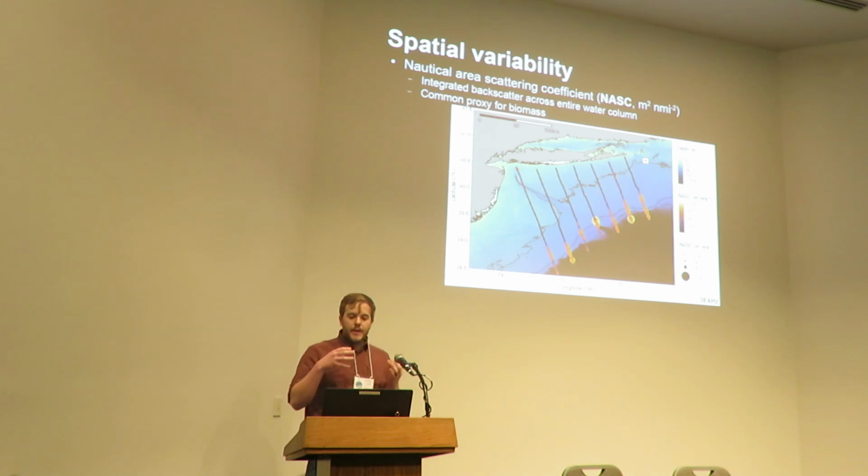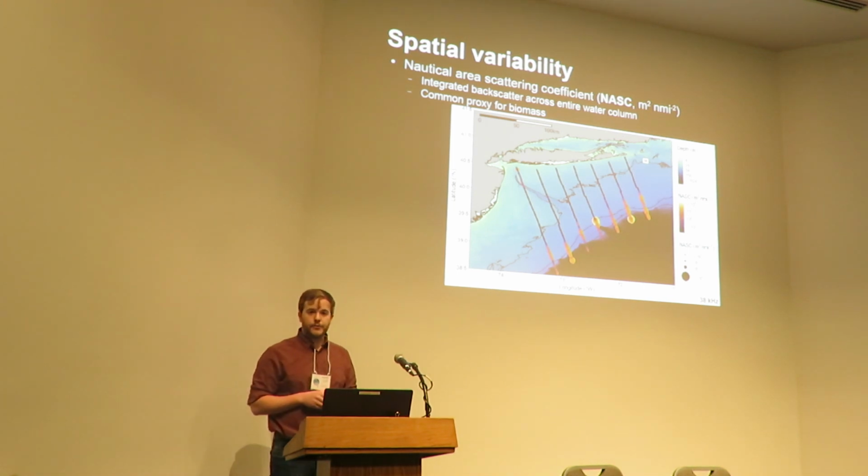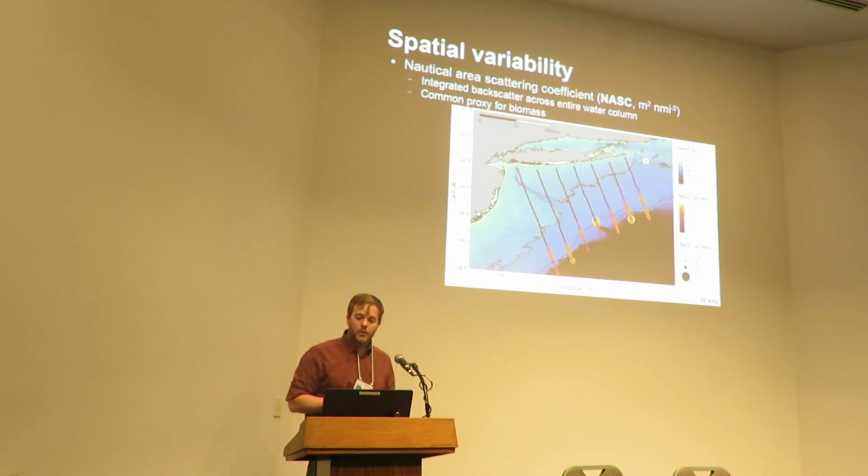And so looking at the echogram, we can just basically integrate all the backscatter in the water column to see how much biology there is over 100-meter horizontal segments. This is what's called the nautical area scattering coefficient, or NASC, which again, fancy way of saying we just add up all the stuff in the water column at any given point. This is a common proxy that's used for biomass in a variety of fisheries surveys, both Europe, Pacific Northwest, things like that.